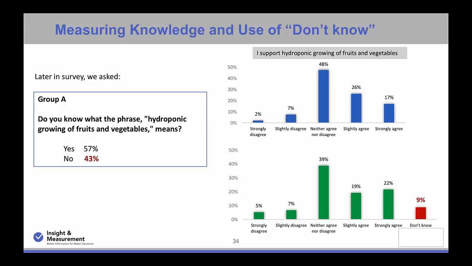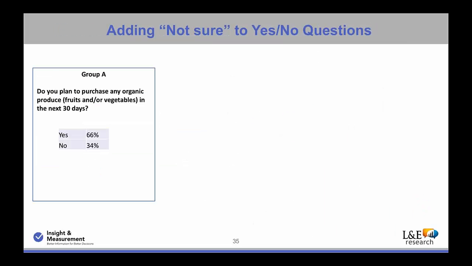And so, when you're trying to get at knowledge in a screener, the idea of putting don't know off to the end doesn't really get you there. It's important to really ask them the question up front and screen people in to find out if they really know what that is. That idea of tacking don't know over there doesn't really work.